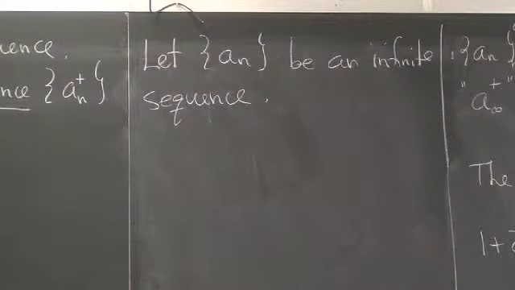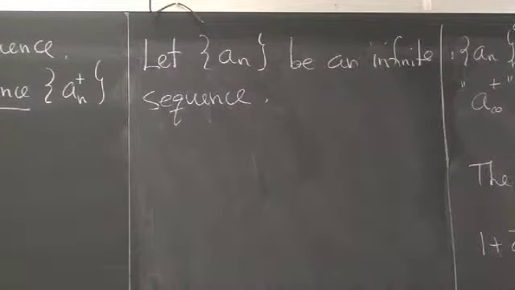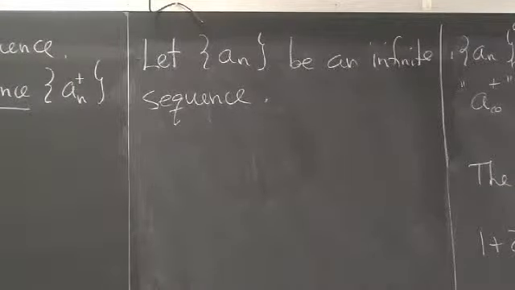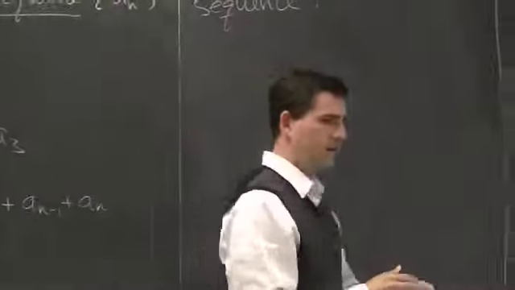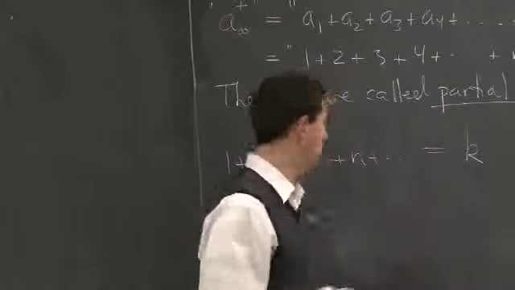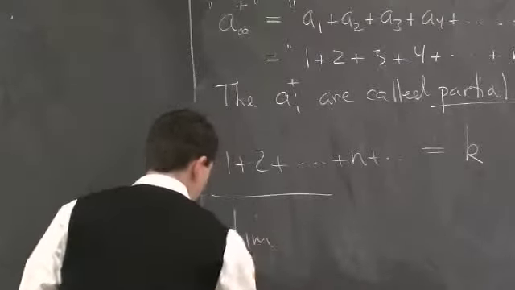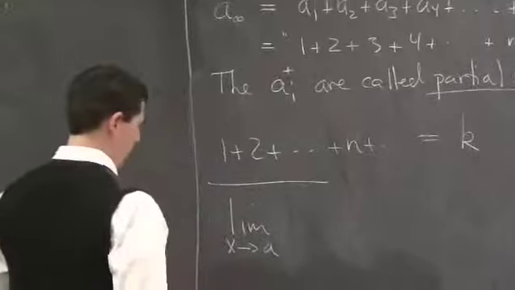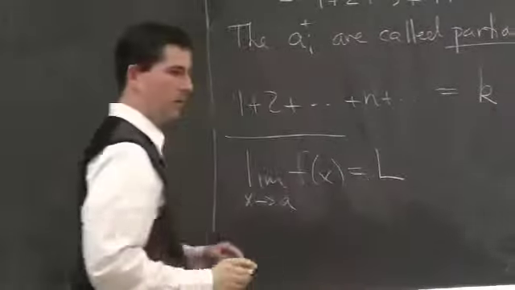Has a limit. Okay, so now we need to define limit. What do we mean it has a limit? Well, we've talked about limits, of course, of functions. What does it mean for a function to have a limit at a point? So what did that mean if I said the limit as x approaches a of f of x equals L? Let me write that. You have some function, and I said the limit as x approaches a of my function is L. What did that mean?